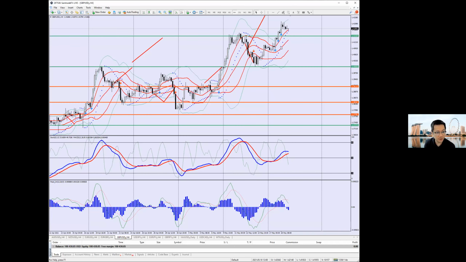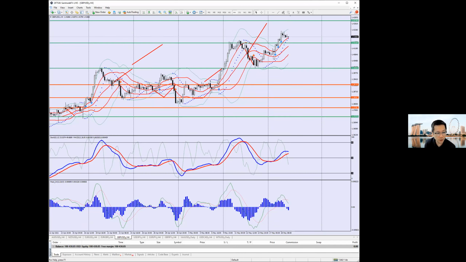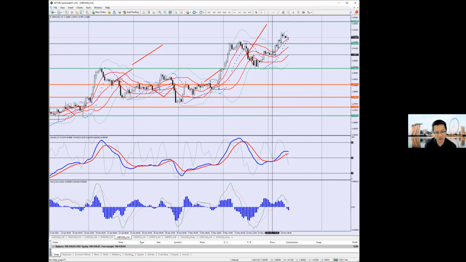You can see here on the H4 time frame for the pound dollar, just starting the week at 1.4084. Over the past couple of days, we've seen that big upward move, about 130 pips towards the upside already, now above the resistance of 1.4150. So what could happen to the pound dollar from this point onwards? It is now sitting at 1.4186. What could happen at this point?